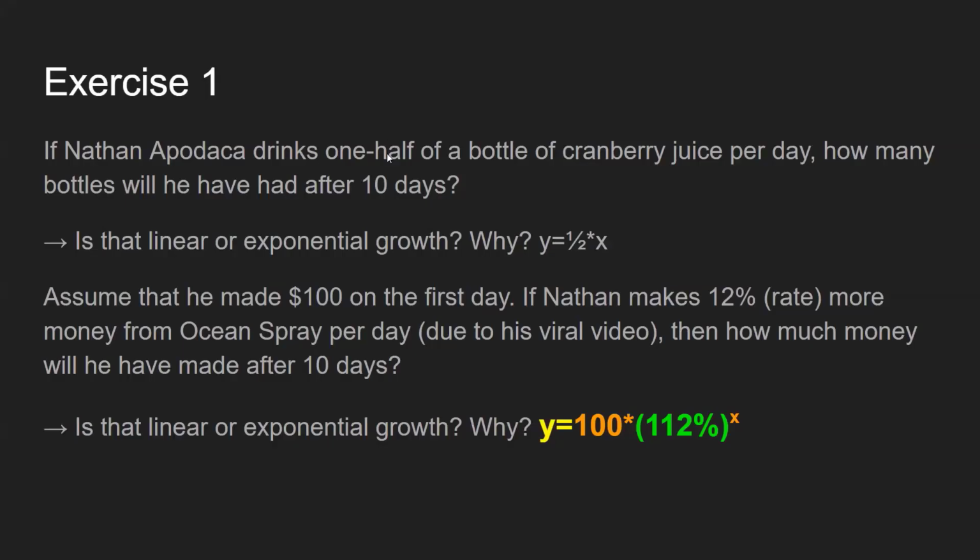If Nathan were to drink 1/2 of a bottle of cranberry juice per day, then the model we would use to tell how many bottles he had drunk after 10 days would be to simply multiply 1/2 times 10 for 10 days. So he would have had 5 bottles of cranberry juice. A silly example, supposed to be kind of fun to help you think about this.